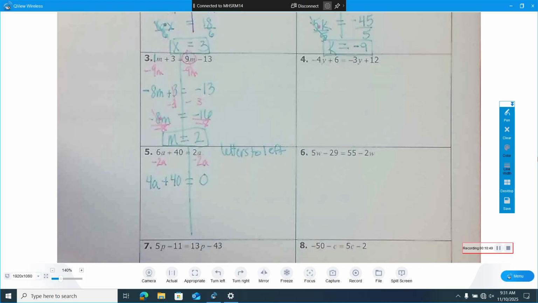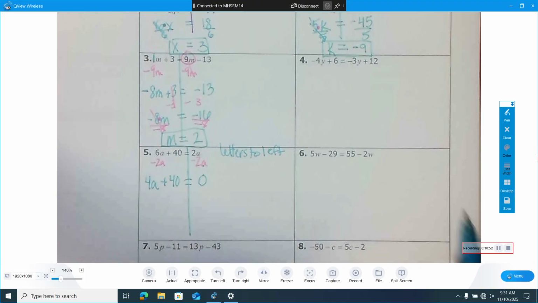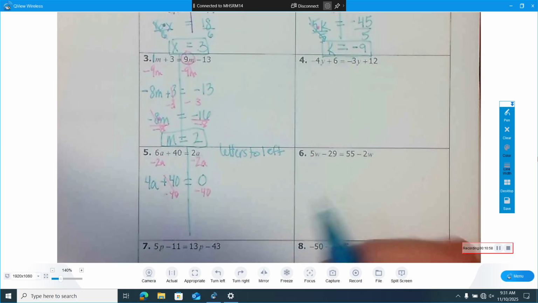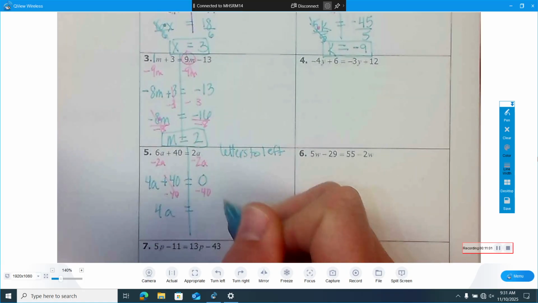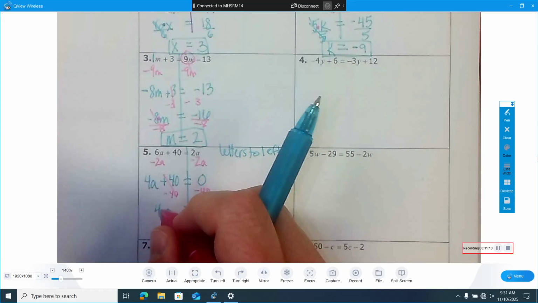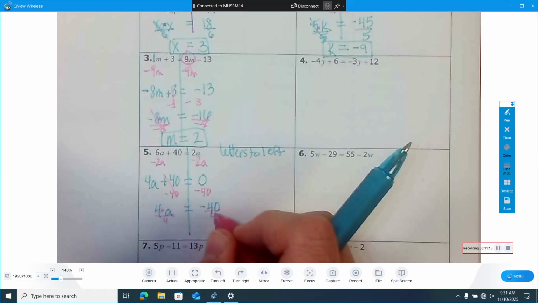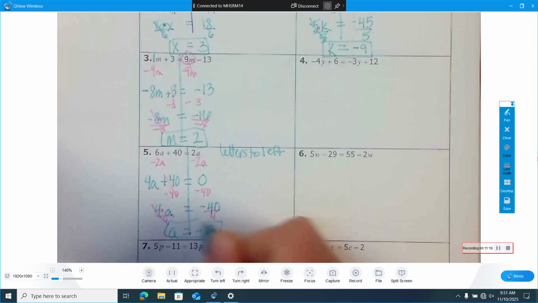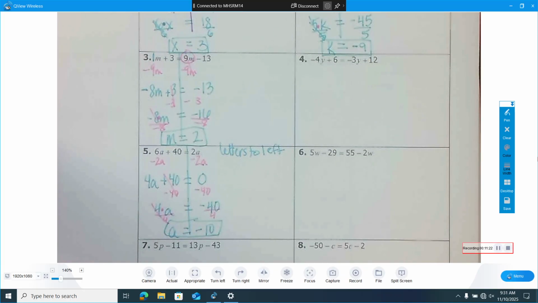All right, so next, what should we do? Yeah, subtract the 40. Now we can get something over there. All right, so positive 40 and negative 40 is 0. That goes away. So we're left with the 4a is equal to negative 40 now on the right-hand side. And then we can, this is divide by 4. 4 times a, we're going to divide by 4. Very good. So we get a is equal to negative 10. Beautiful. Okay? Question so far? All right.